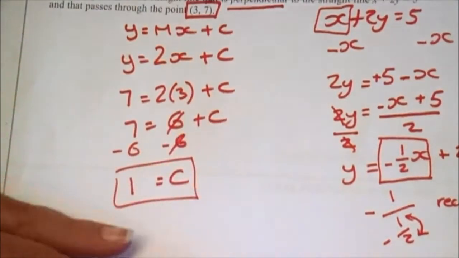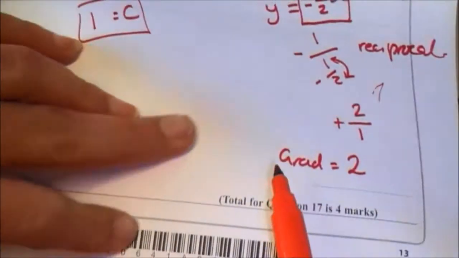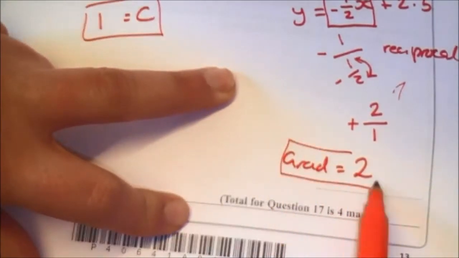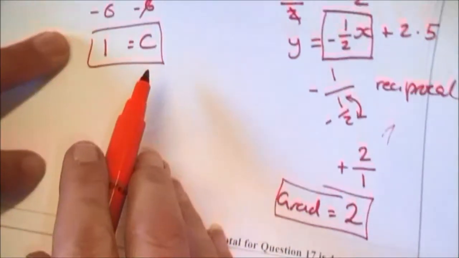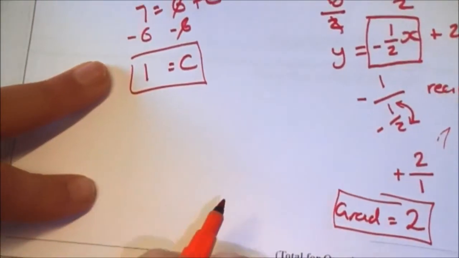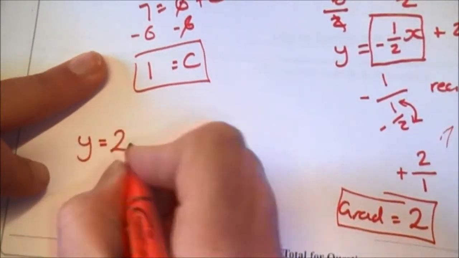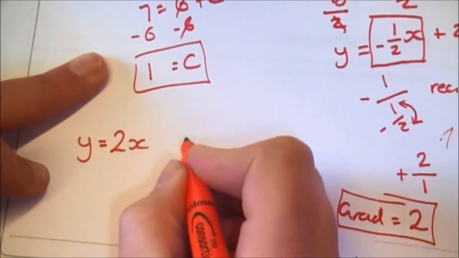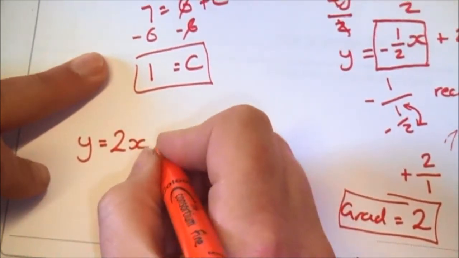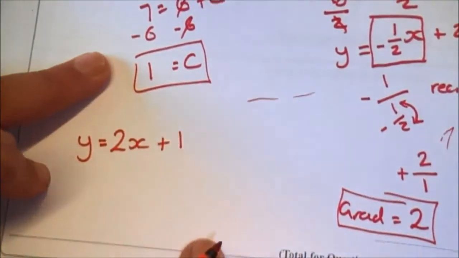So now we know that the gradient we found down here was going to be 2. And I know that c, which is the y-intercept, is going to be 1. I can write the equation of my line as y equals the gradient times x plus 1.